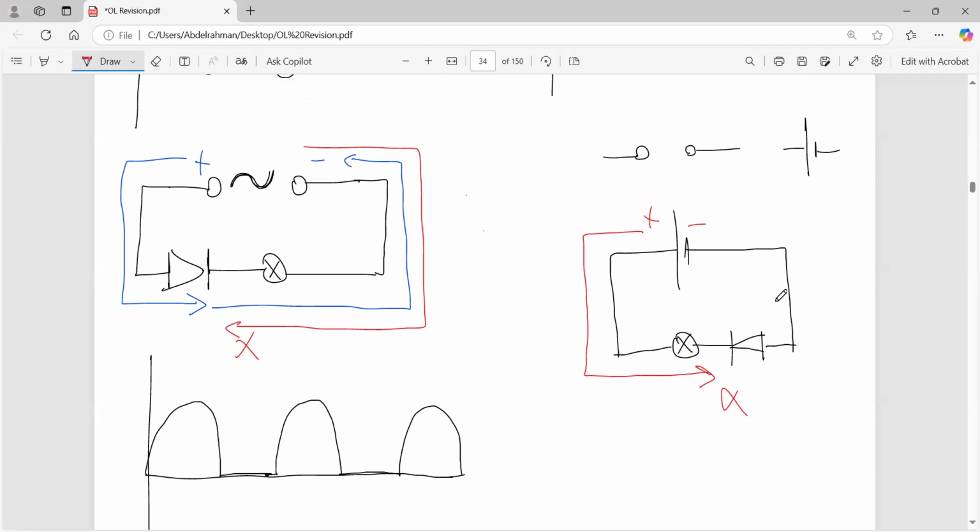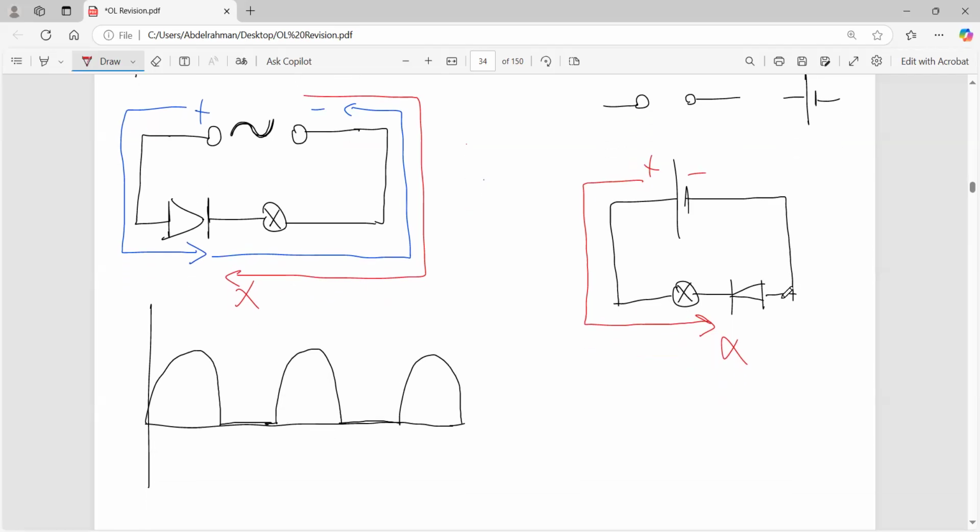Okay, so this is the diode. Sometimes we call this diode a rectifier. Okay, diode type. What else?